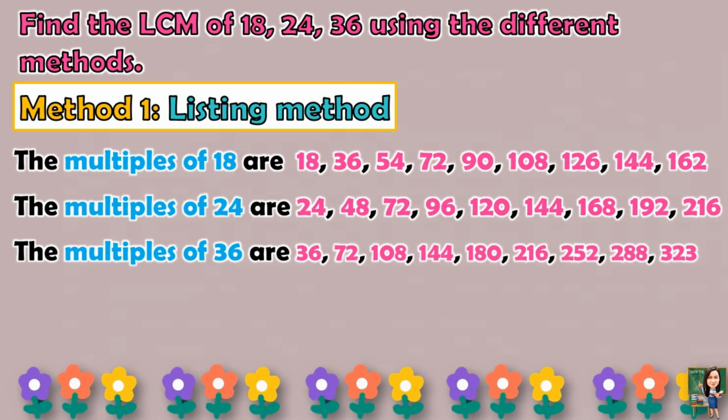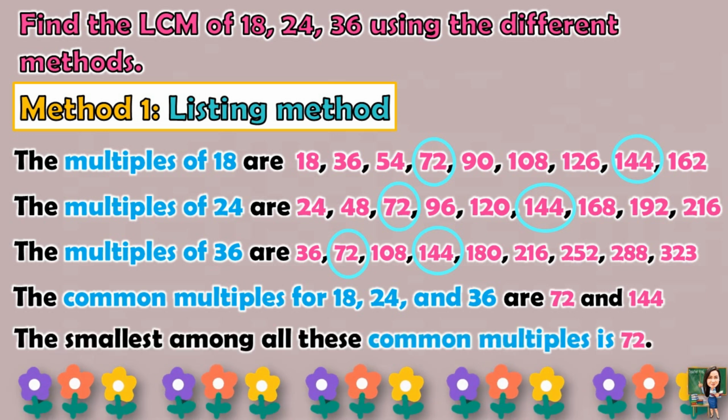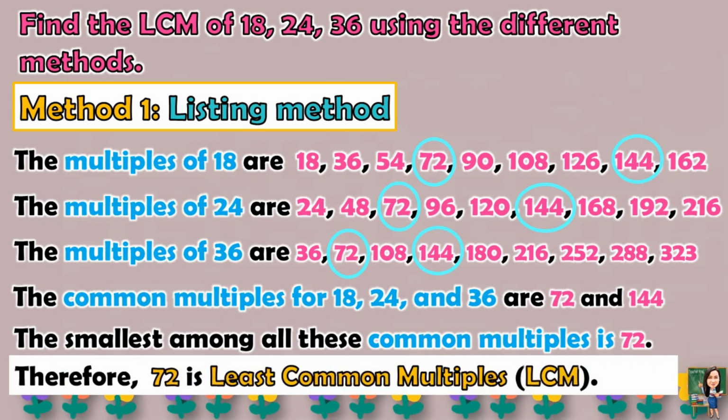The multiples of 36 are 36, 72, 108, 144, 180, 216, 252, 288, and 324. 72 and 144 are the common multiples. So the common multiples for 18, 24, and 36 are 72 and 144. The smallest among all these common multiples is 72. Therefore, 72 is the least common multiple or LCM.